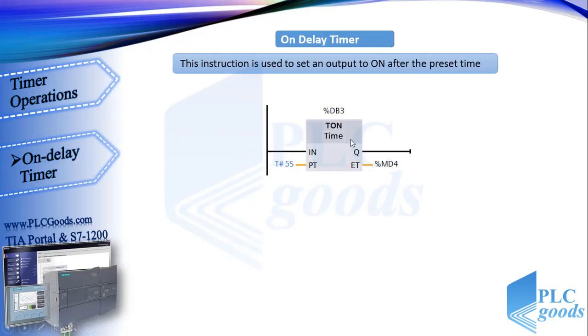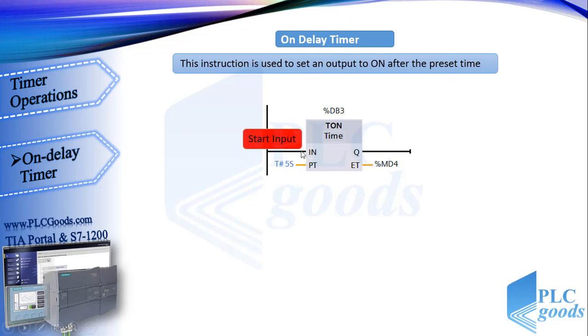Well, this is the on delay timer symbol in ladder language. We can notice this timer with a small syntax TON. This instruction is used to set an output to on after the preset time. Here, the preset time is 5 seconds.